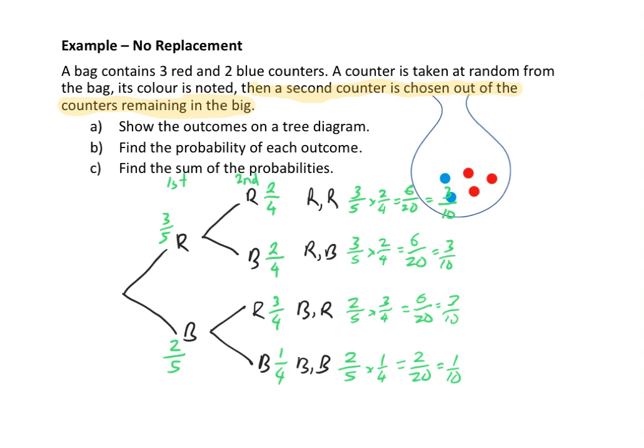Now, if I add all of those probabilities up, like I did in the previous example, so 3 over 10 plus 3 over 10 plus 3 over 10 plus 1 over 10, still gets me 10 over 10, which is equal to 1. So the total probability still equals 1, but the probability of each outcome is different.